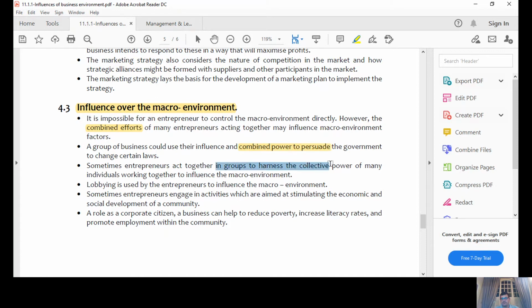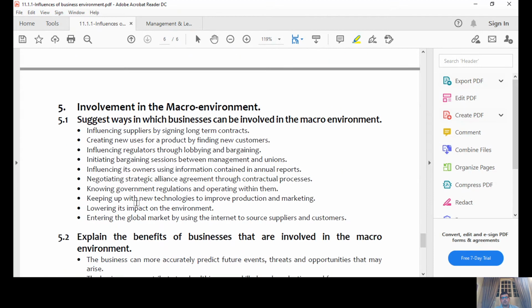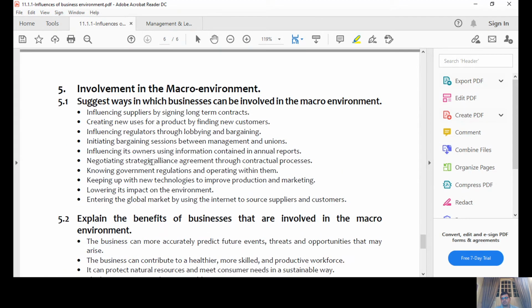in groups to harness collective power. As maybe a few companies in a specific industry, we can try to lobby and influence the environment to a certain extent, but ultimately we will have to adapt to the challenges of the macro environment. This leaves us with the involvement in the macro environment, which is the last question. And we asked the question, how can a business be involved in the macro environment?